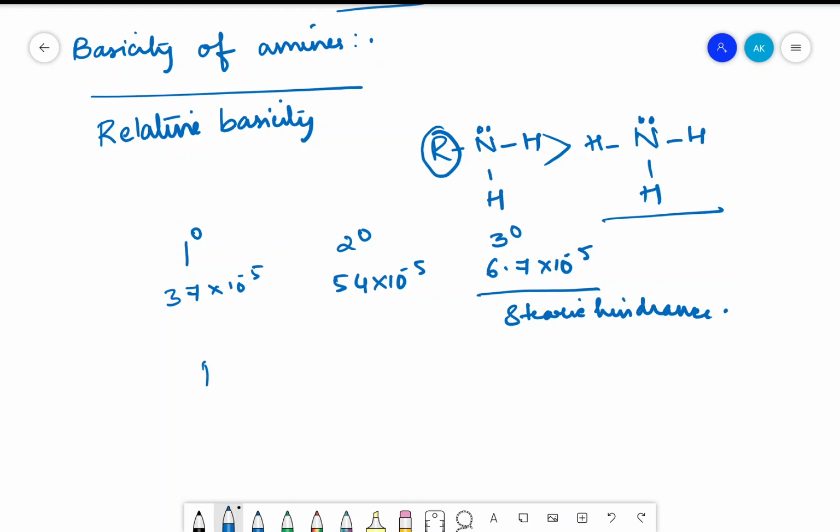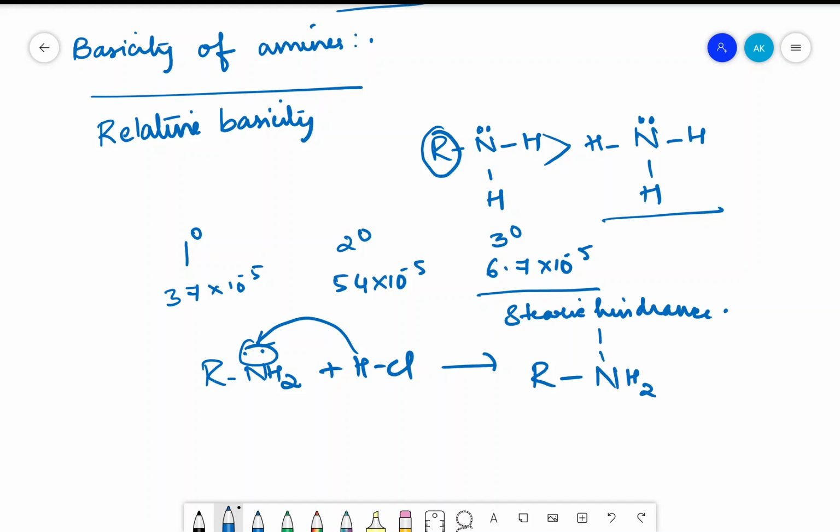where we have written RNH2 plus HCl. H goes here, this lone pair is utilized for bond formation. We get RNH3 with a positive charge on nitrogen and Cl minus. The basicity constant we have discussed should also be included in that.